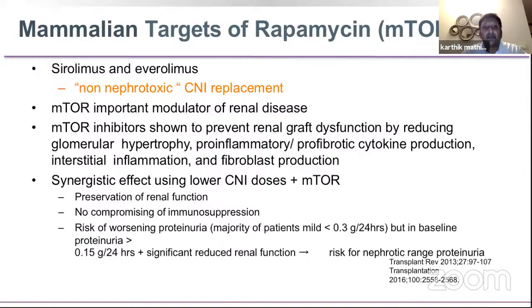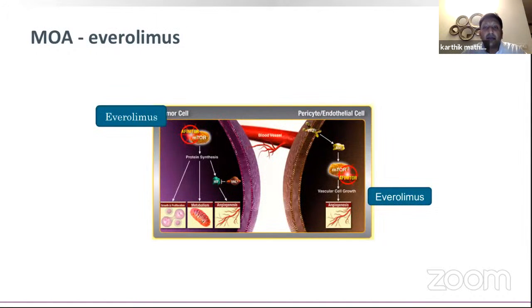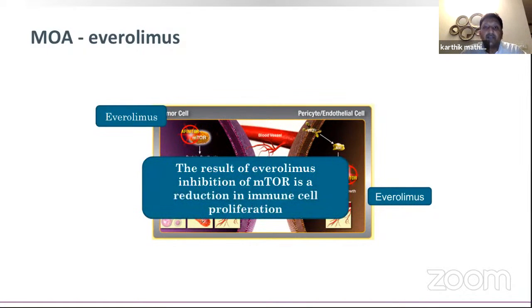Sirolimus and everolimus, keep in mind, are non-nephrotoxic and are a replacement for CNI. Before introducing them, always check for proteinuria. If there's no proteinuria, then it is safe to introduce the mTOR inhibitors. Everolimus, apart from sirolimus, also has anti-neoplastic action, which is why we prefer using it in HCC patients. How do they help us in these HCC patients? They block angiogenesis and thereby prevent recurrence of tumor. It has been tested time and again, and it's recommended for all HCC patients. The result of everolimus inhibition of mTOR is a reduction in immune cell proliferation.